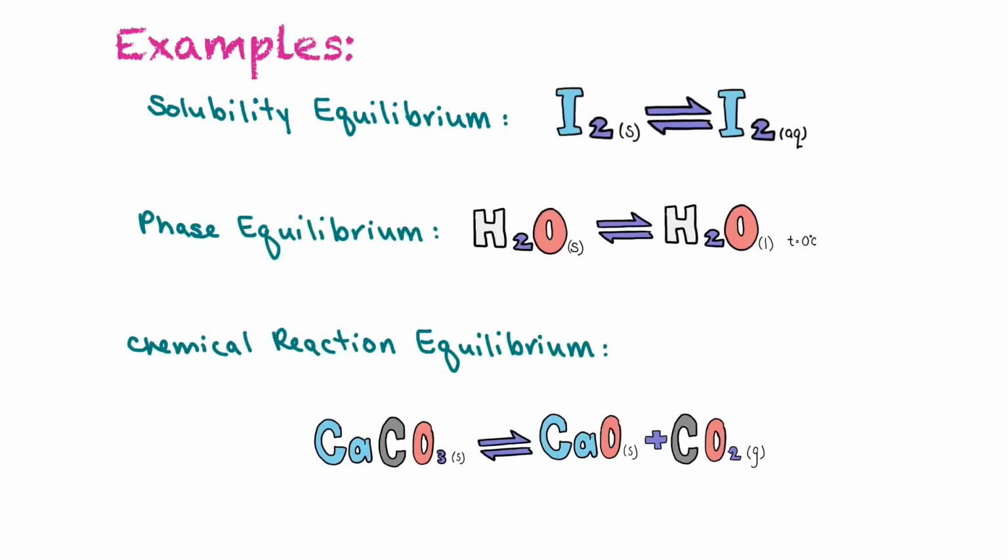There are a few different examples of equilibrium. There's solubility equilibrium. That would be when you have solid iodine dissolving to become liquid or aqueous iodine. Phase equilibrium would be solid water, so ice melting to become liquid water at 0 degrees Celsius. The rate of melting and freezing is the same at 0. Or you could take a look at chemical reaction equilibrium, so the decomposition of calcium carbonate to calcium oxide and carbon dioxide. At equilibrium, you would have the same rate of forward and reverse reactions.